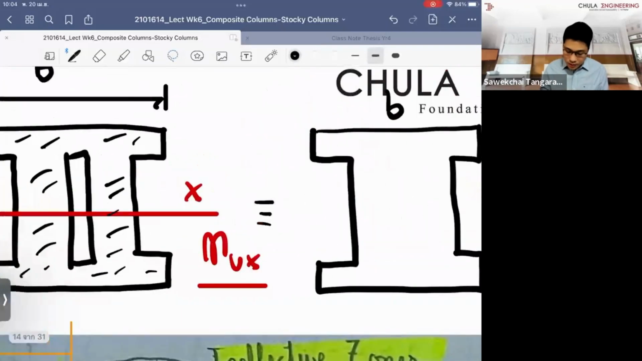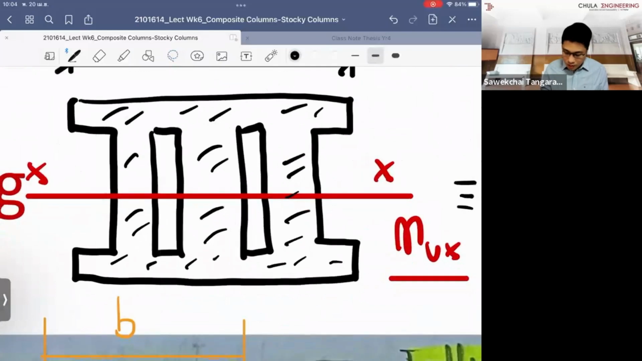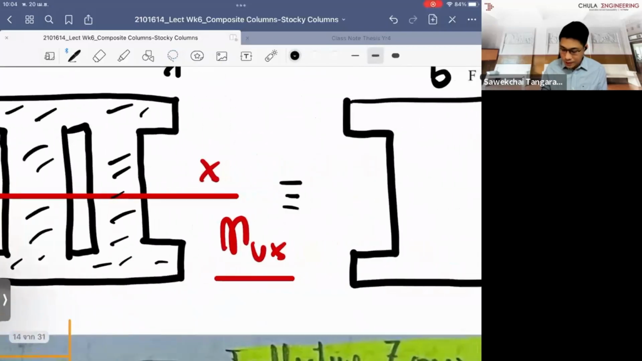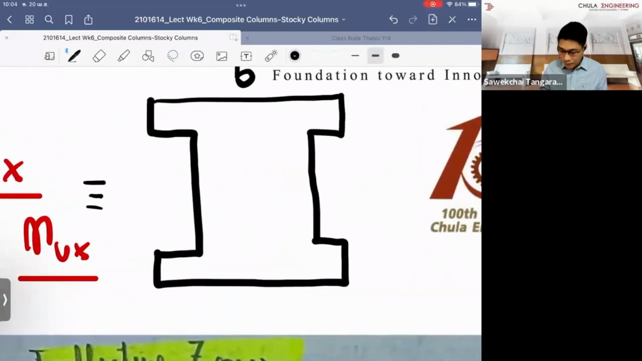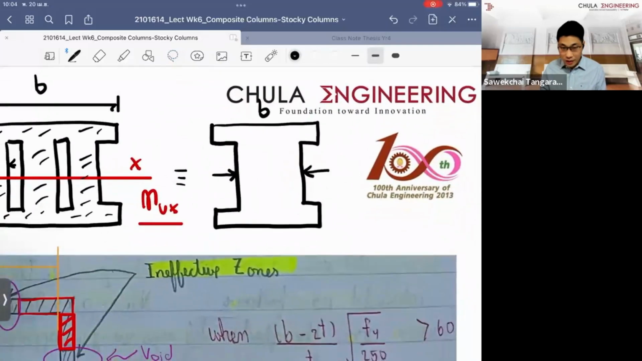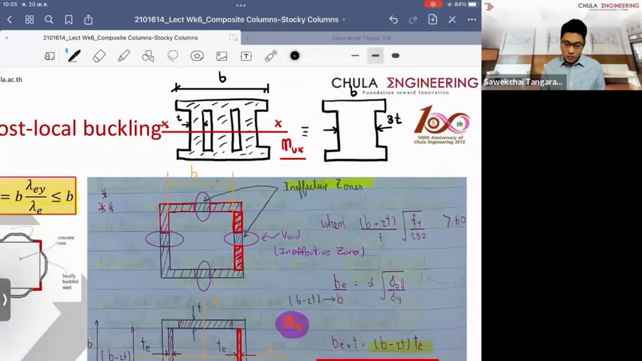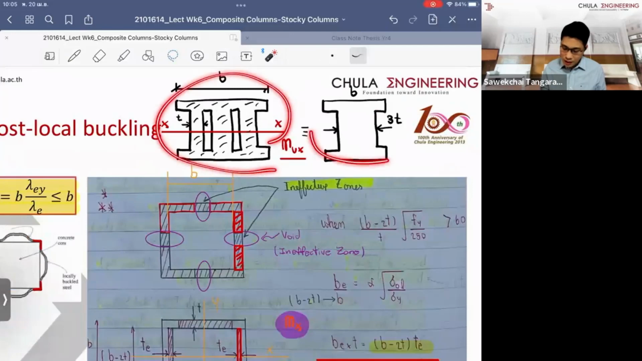But the only trick is that you look at the thickness. This is T, and assume it has the same thickness. You just have to transform the girder into the I shape with 3 times the thickness, and you can do the calculation. And this is back to what we are most familiar with, which is the I section. And believe it or not, even half of the class could not see this concept.